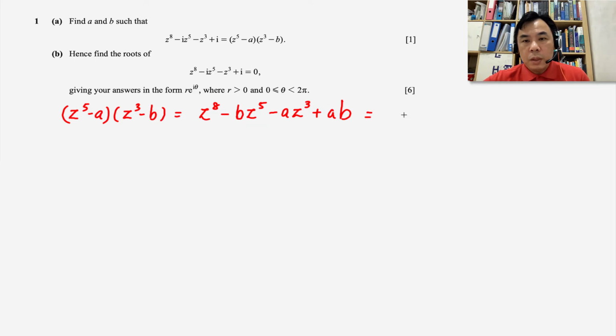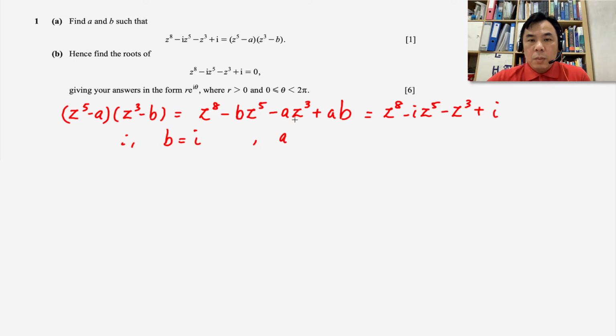I'm going to rewrite this again. z^8 minus i z^5 plus i. Now you can see that every single term, the coefficient for the complex number z^8 is the same. And then the coefficient for complex number z^5 here must be the same as b. Therefore, we can conclude that b must be the same as i here. That is very obvious. And then next, if you like to compare A, by comparing the coefficient for z^3, we know that A must be equal to 1 here.